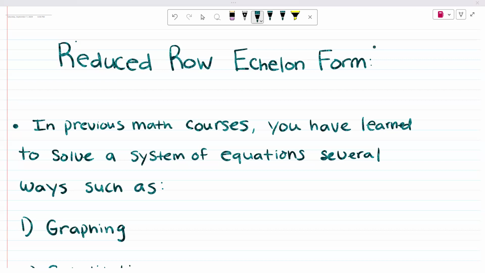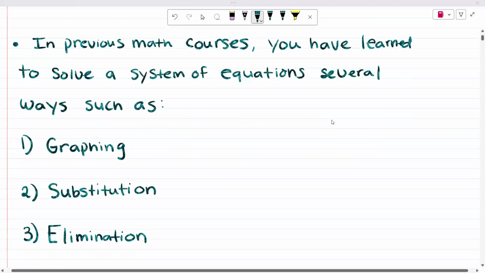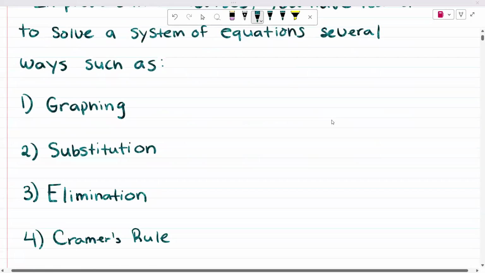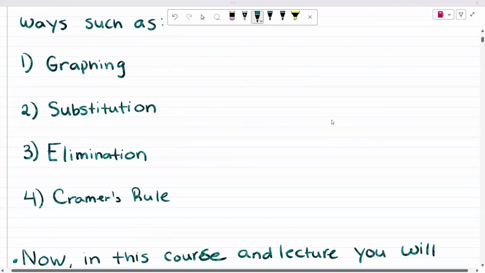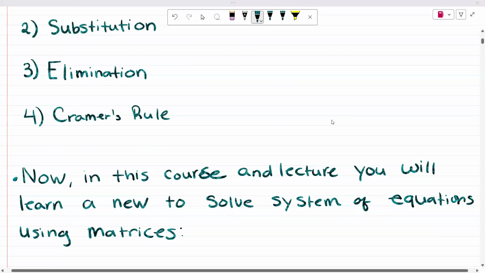Okay? So in previous math courses, you have learned to solve a system of equations several ways, such as graphing, substitution, elimination, and in your college algebra, you should have learned Cramer's rule. In this course and lecture, you will learn a new method to solve a system of equations using matrices.